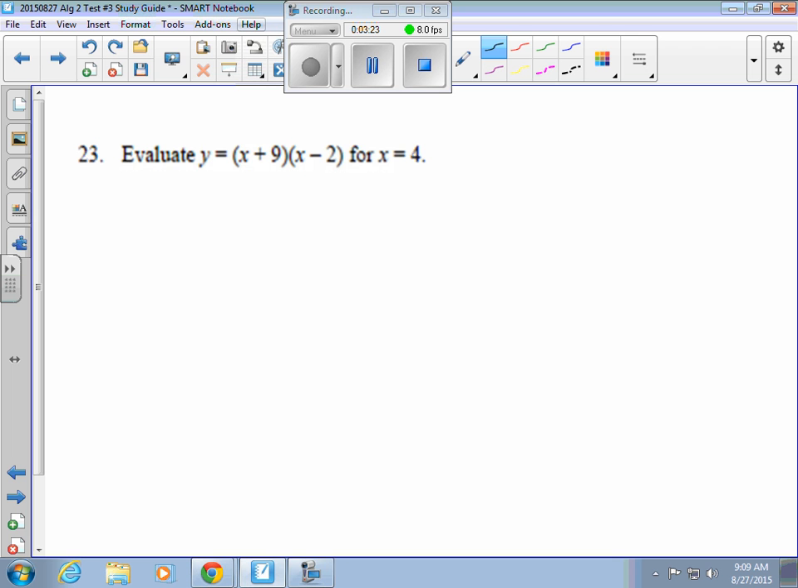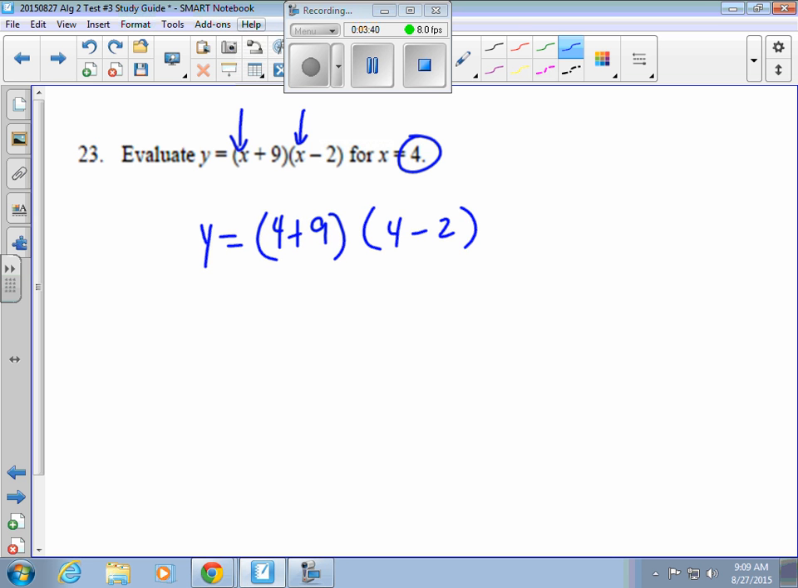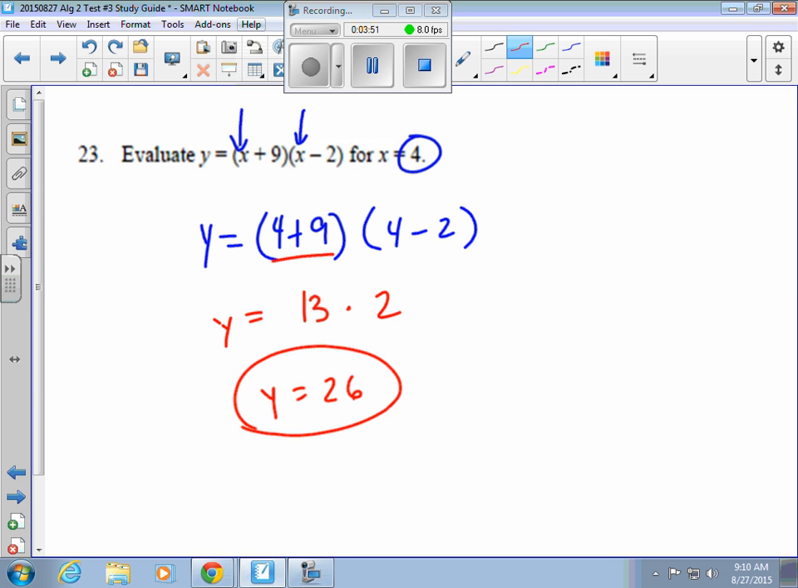Number 23 says to evaluate y equals x plus 9 times x minus 2 when x is equal to 4. So we have two spots to plug it in, right there and there. So y equals 4 plus 9 times 4 minus 2. 4 plus 9 we can put together is 13, times 4 minus 2 is 2. So y is 13 times 2. Y is 26.